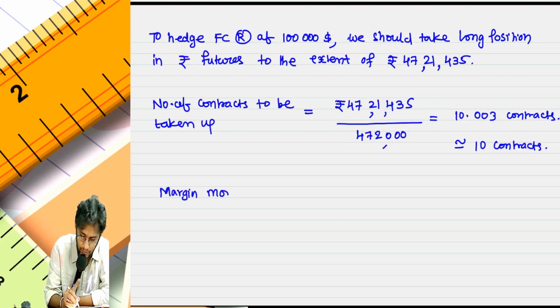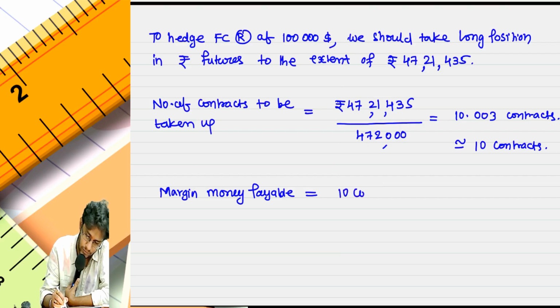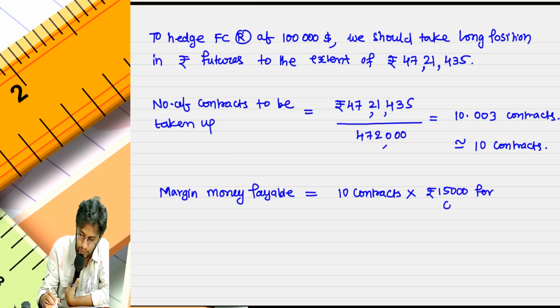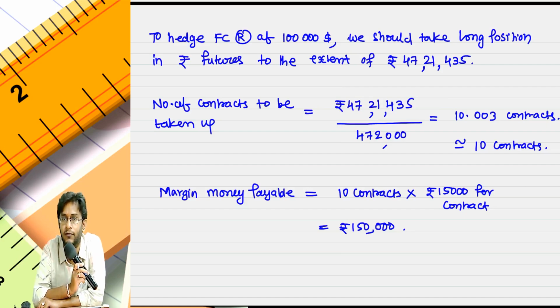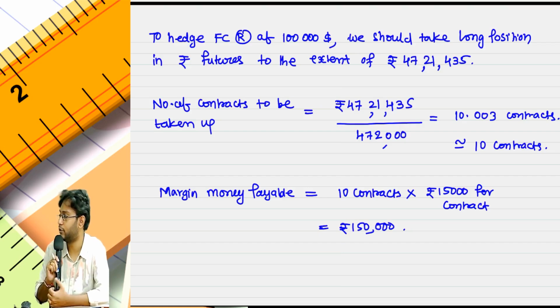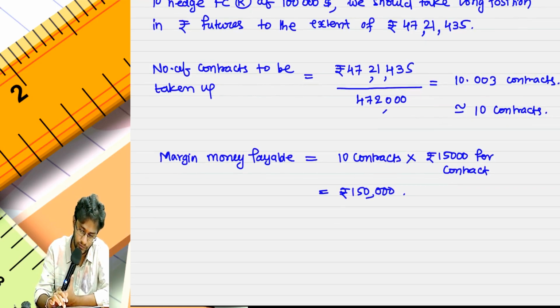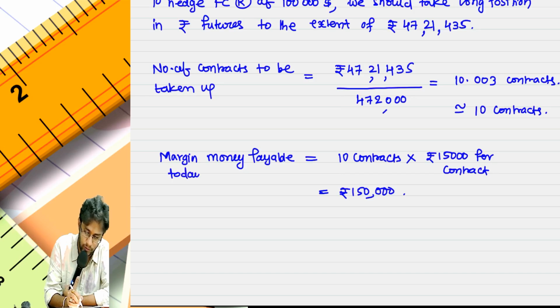Margin money payable is equal to 10 contracts into rupees 15,000 per contract, 1,50,000. Even though this is an outflow today, this money will be given back to you later on. So your real cost is only the opportunity interest cost.